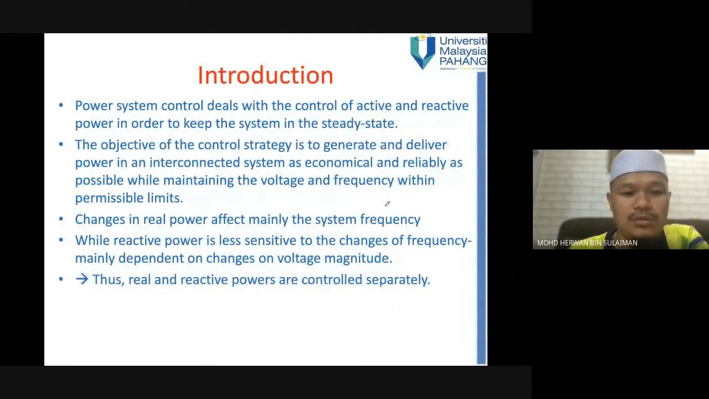Changes in real power will affect mainly the system frequency. That's why when we talk about real power control, normally it is related to the frequency.